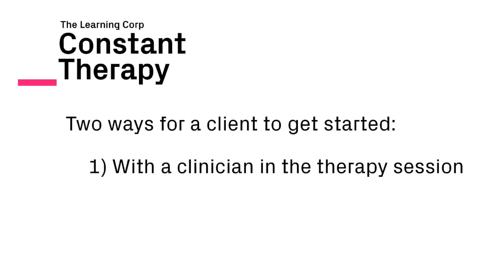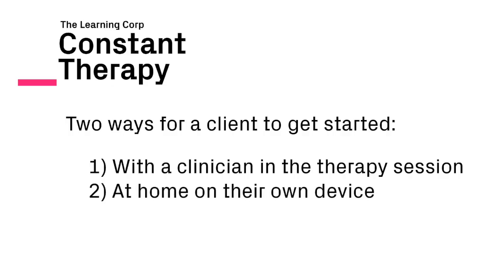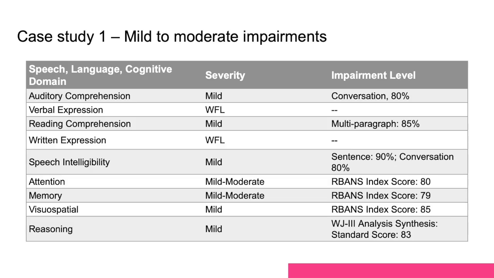Clients can start using Constant Therapy with a clinician in their therapy sessions, or they can get started on their own at home. We'll go through both of these ways, but let's start with the former using a client example. So you have a client who you just evaled, and here are the scores from your evaluation. This person presents with mild impairments in auditory comprehension, reading, visuospatial processing, reasoning, and speech intelligibility. They also present with mild to moderate impairments in attention and memory.